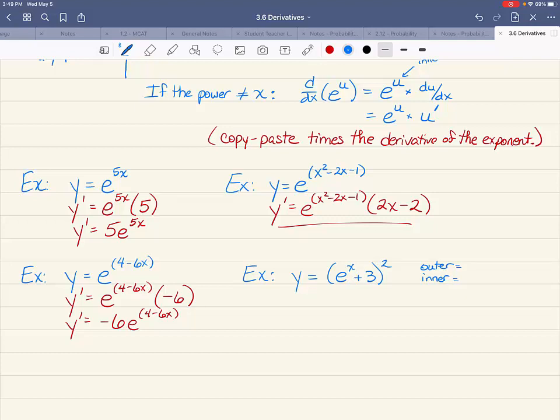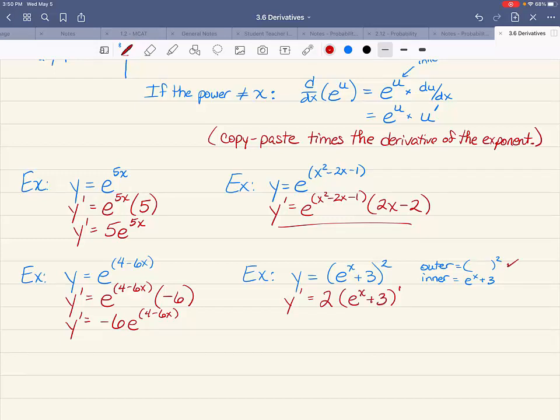But I'm going to tell you right now that the outer function is the bracket squared, and the inner function is e to the x plus 3. Sometimes it is easier to write down the inner function first, but it doesn't matter which way you do. Now when we take the derivative, we have to follow the chain rule because the chain rule encompasses the entire problem. So the derivative of the outer is 2 times something to the power of 1. What goes in the bracket again? The inner function, e to the x plus 3.